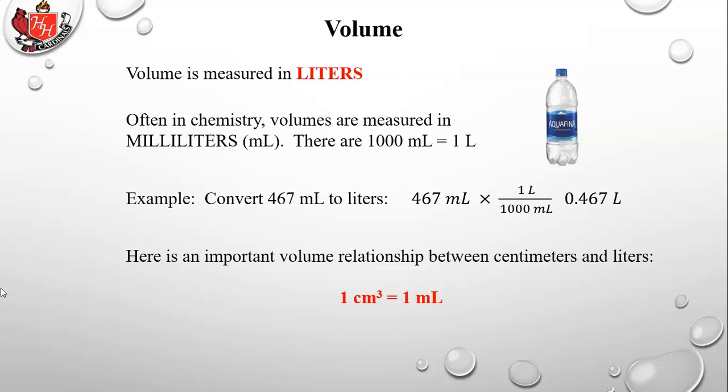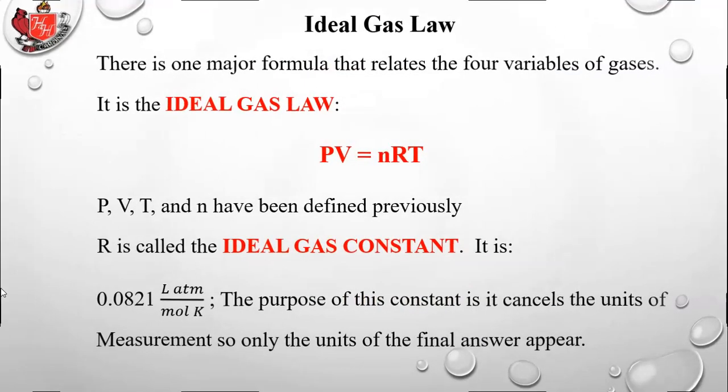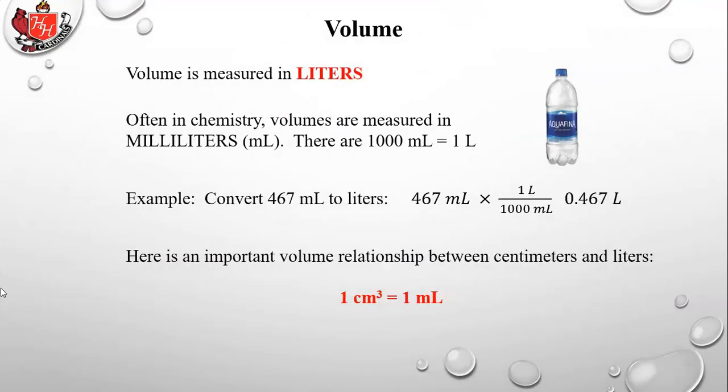It's milliliters to liters. So example, convert 467 milliliters to liters. So 467 milliliters times 1 liter for every 1,000 milliliters. You need the milliliters to cancel out top and bottom, and that's going to equal 0.467 liters.